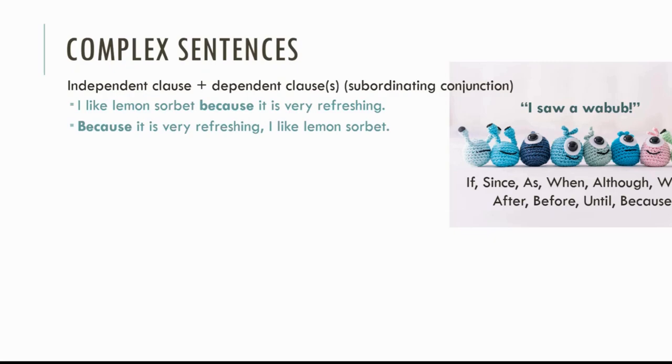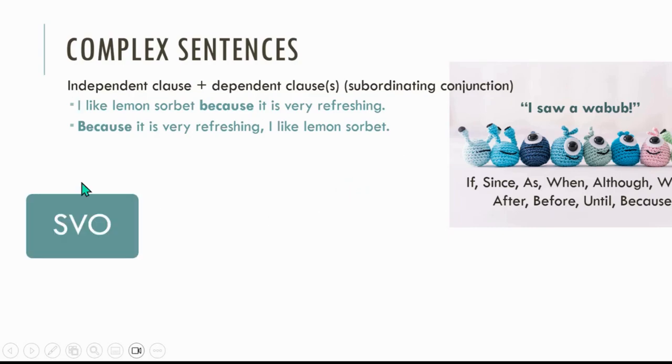I saw a wabub. So let's put some of them to use. I like lemon sorbet because it is very refreshing. So we've got an independent clause and then a dependent clause beginning with a subordinating conjunction, or a wabub. Because it is very refreshing, I like lemon sorbet. Got a dependent clause beginning with a wabub and then our independent clause. And that breaks down in this way.